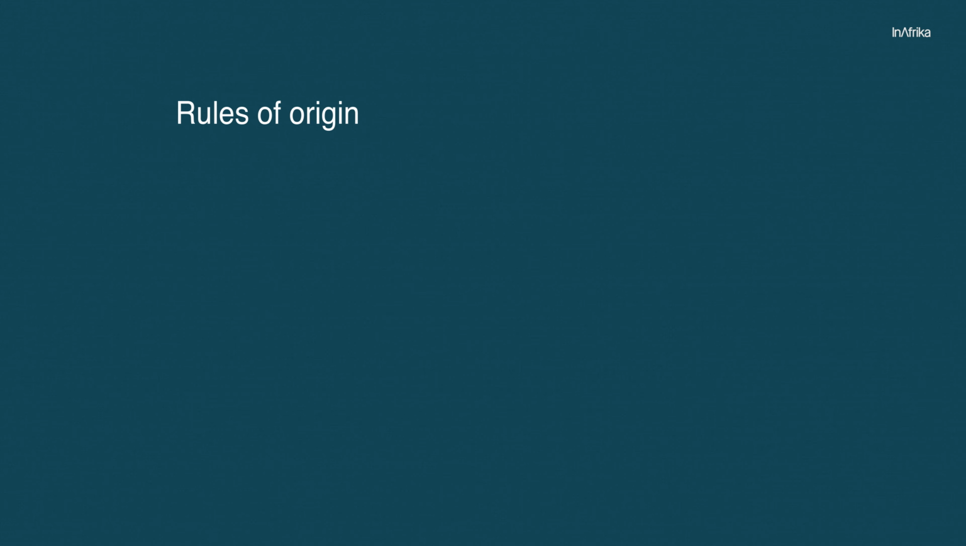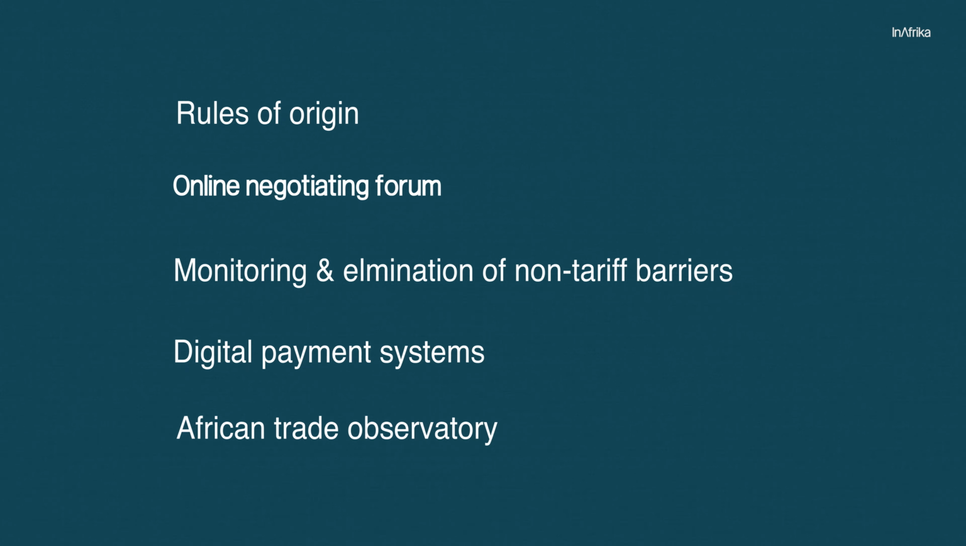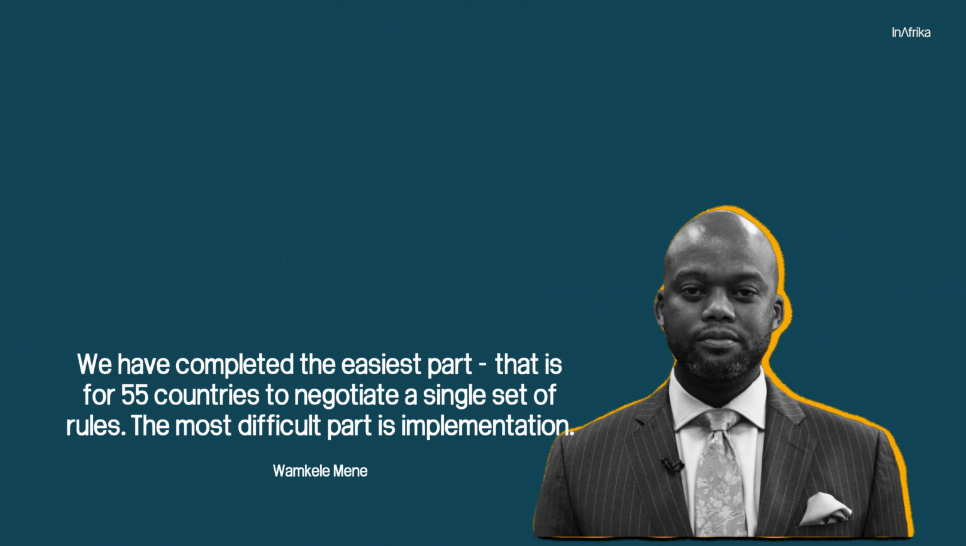the rules of origin, the online negotiating forum, the monitoring and elimination of non-tariff barriers, a digital payment system, and the African Trade Observatory. These systems help regulate the free trade area. In an interview with CNN, Free Trade Area Secretary General Wamkele Mene said negotiating a single set of rules of 55 countries was the easy part, with implementation a significant challenge due to the different economic levels between African nations.